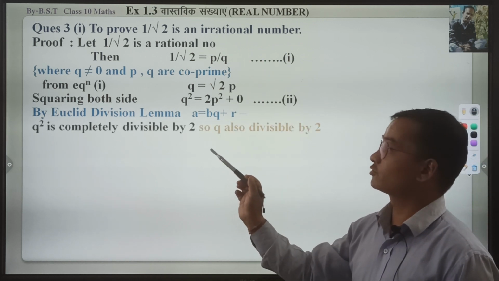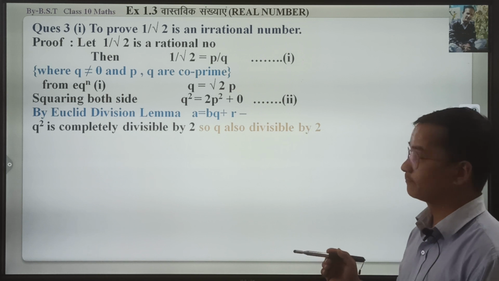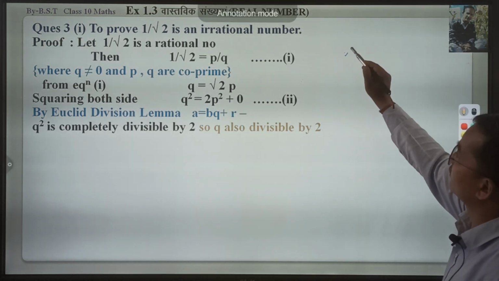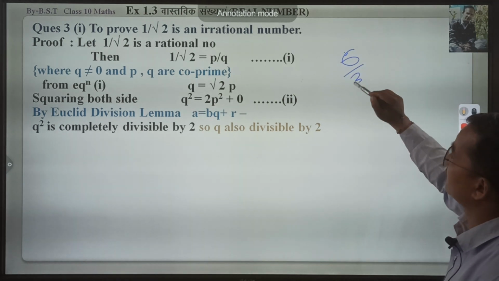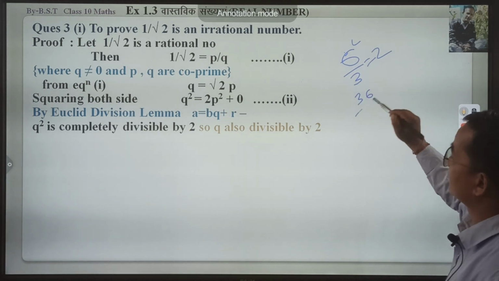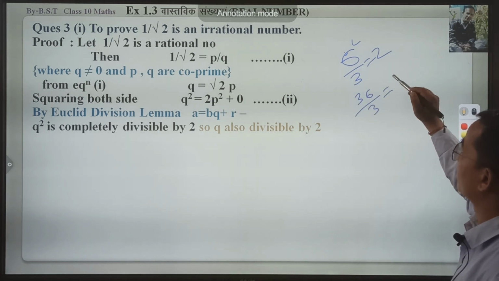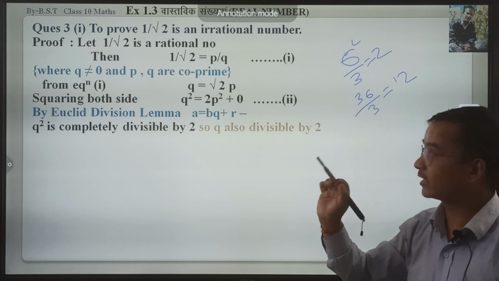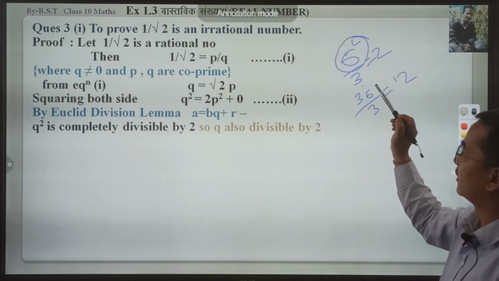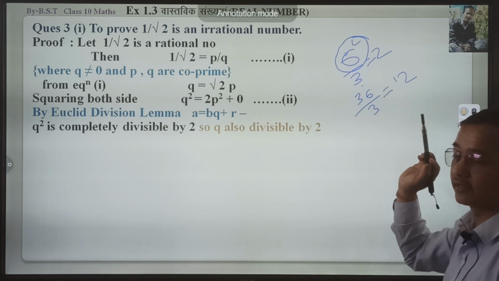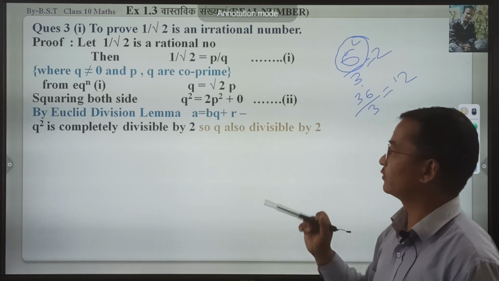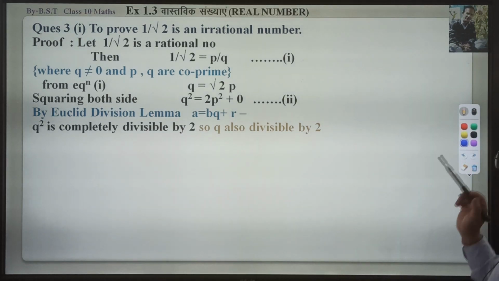It's very simple. q square is divisible by 2. If q square is divisible by 2, then you can say q is also divisible by 2. Take any number, suppose 6 is divisible by 3 completely, 2 times, and the square of 6 is 36. 36 is also divisible by 3 completely. It means if the square of any number is divisible by a prime number, then the number is also divisible by that prime. So q square is completely divisible by 2, so q is also divisible by 2.